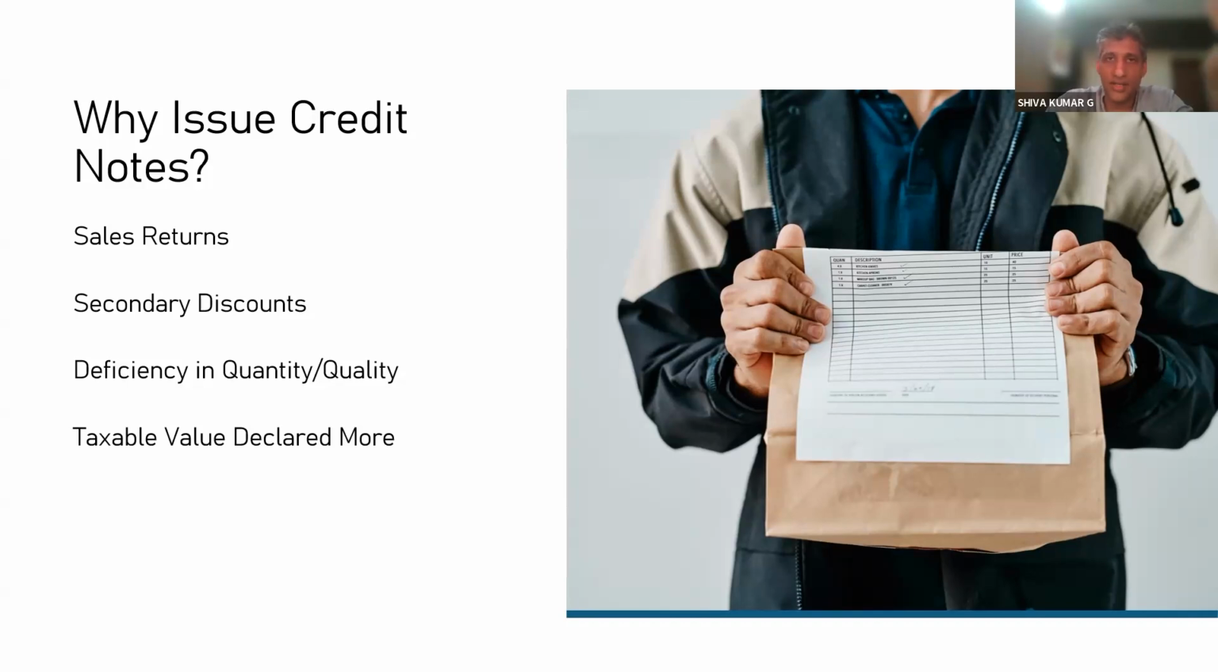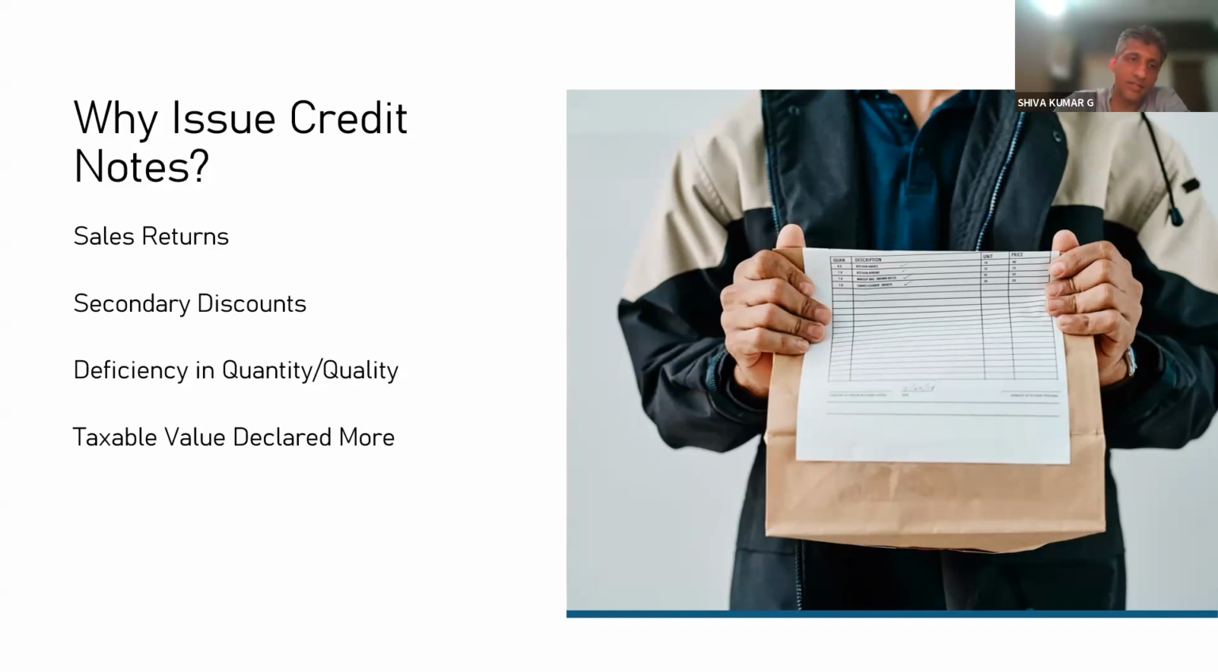Then deficiency in quality and quantity: you ordered 100 tons, and what landed is only 99 tons. 1 ton is missing, or some quantity or quality deficiency is there. You reduce the price, as the taxable value declared was more. The last bit is slightly complicated, in section 34. I will touch upon it briefly later. But these are broadly the areas in which credit notes can be issued.